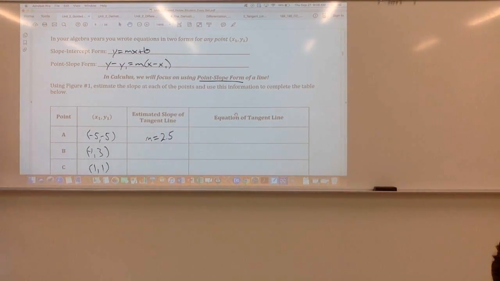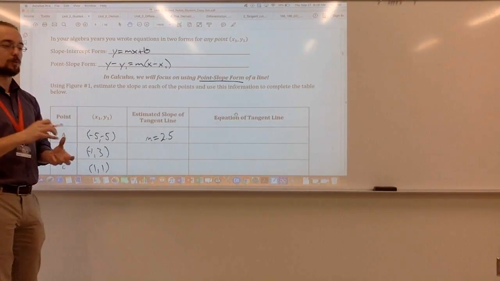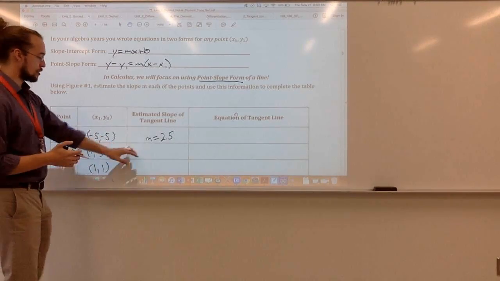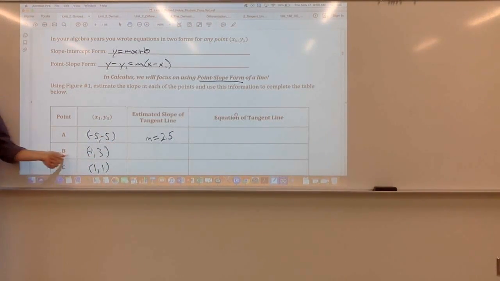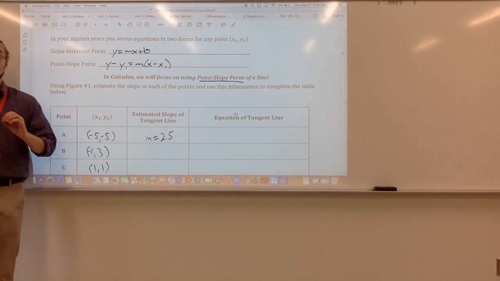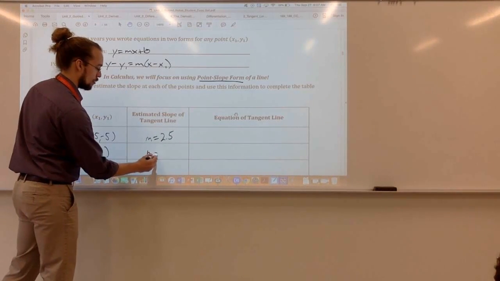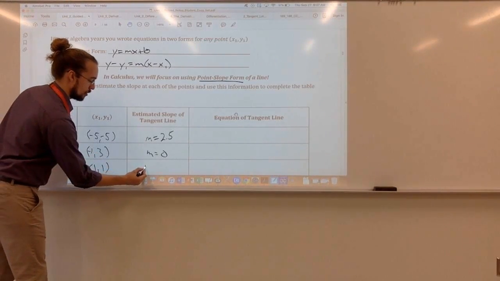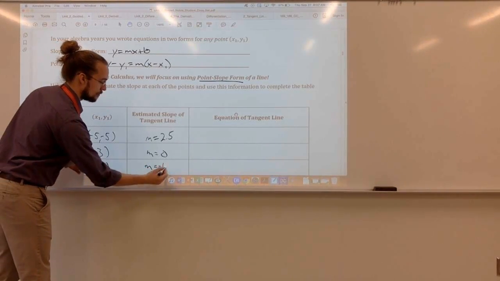We know an exact way to do things like this. We know how to find the derivative and find the exact slope, but it's okay to estimate if we're just talking about the graph. What about at B? What's the slope at B? 0. And then what does it appear the slope at C would be? Negative 1 or 2? So like negative 1.5 maybe?